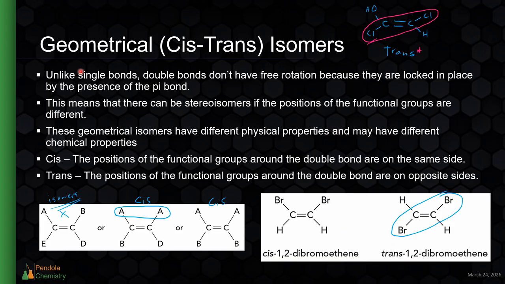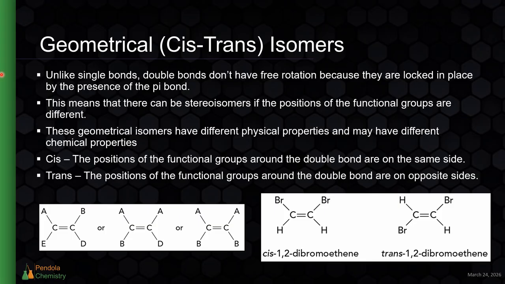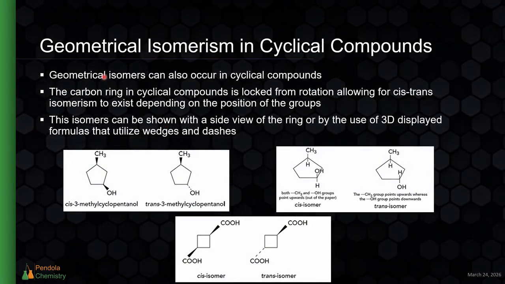Now, cis-trans isomerism does absolutely need to have a double bond. That's one of the 2 types of molecules that will ever have cis-trans isomerism. Anything with a double bond on a carbon-carbon bond. So carbon-carbon double bond. That's one of the 2 times that we're going to see cis-trans isomerism in a molecule. The other time we're going to see cis-trans isomerism in a molecule is with cyclical compounds. When we have rings, we can also have cis-trans isomerism.